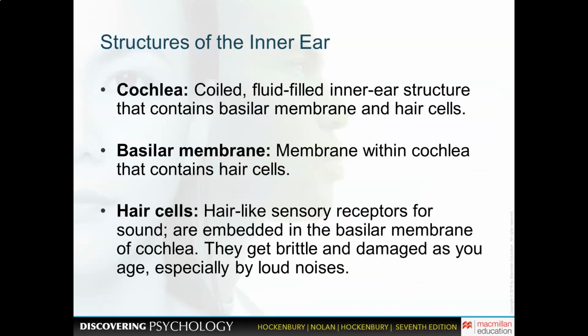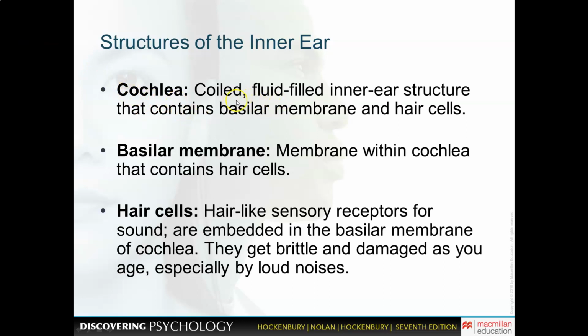Moving forward. So we already talked about the structures so far. Now we're going to look at some of the structures of the inner ear. And this is how the sound actually gets to our brains. So first of all, we have what's called the cochlea.